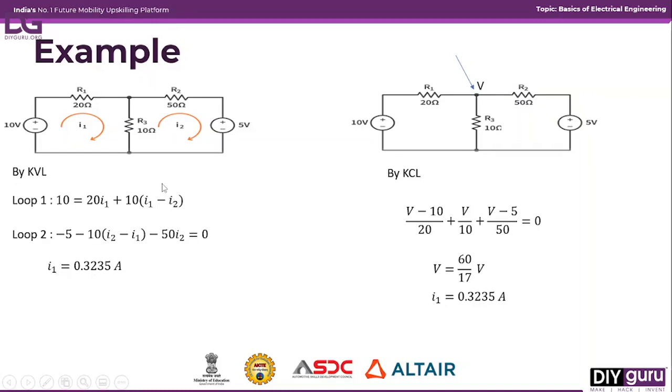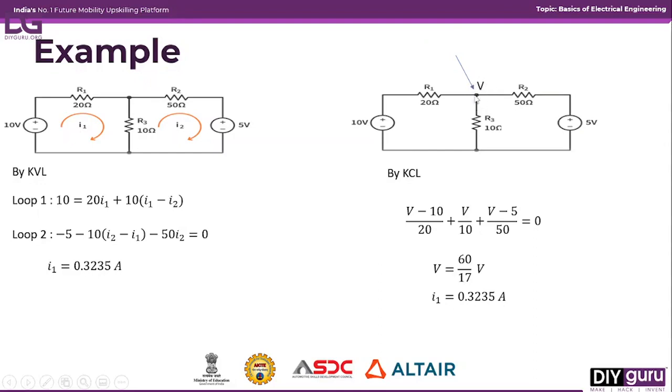Now we'll do the same circuit by using the KCL. Already you know that the KCL is applied at the node. This is the node point where R1, R2 and R3 are connected. So you just simply apply the KCL here. At this point we don't know the voltage, so let us consider the voltage V.